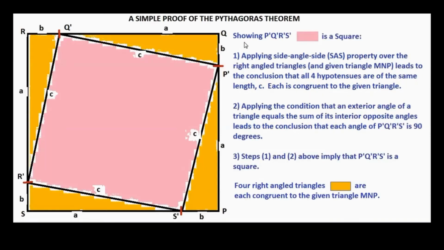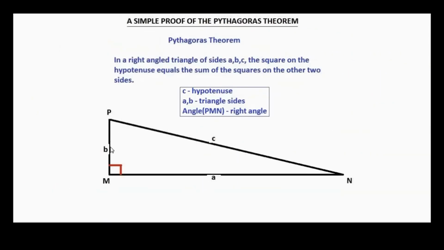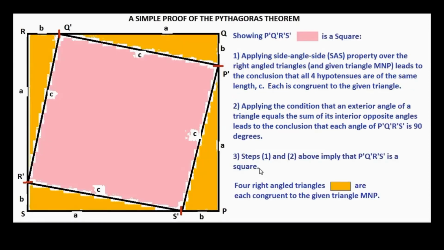Now we show that P prime, Q prime, R prime, S prime constructed in the manner described is actually a square. Now there are four triangles which are shown in yellow fill. Each of these triangles is congruent to the given triangle MNP. And that can be shown by applying the right side-angle-side property over each of these triangles and the given MNP triangle, which is this one. This is the given MNP triangle. So each of these triangles is congruent to the given MNP triangle.